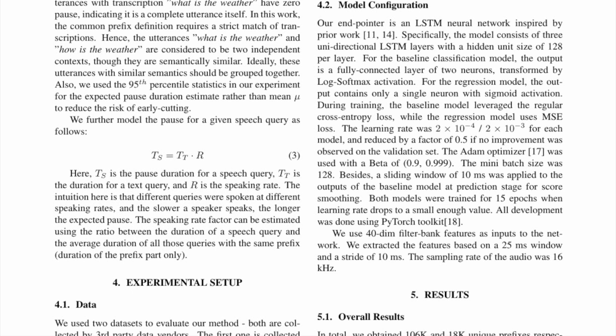Besides, a sliding window of 10 milliseconds was applied to the outputs of the baseline model at prediction stage for score smoothing. Both models were trained for 15 epochs, until the learning rate dropped to a small enough value. All development was done using the PyTorch toolkit. We extracted 35 binary features as inputs to the network. We extracted these features based on a 25 millisecond window and a stride of 10 milliseconds. The sampling rate of the audio was 16 kilohertz.